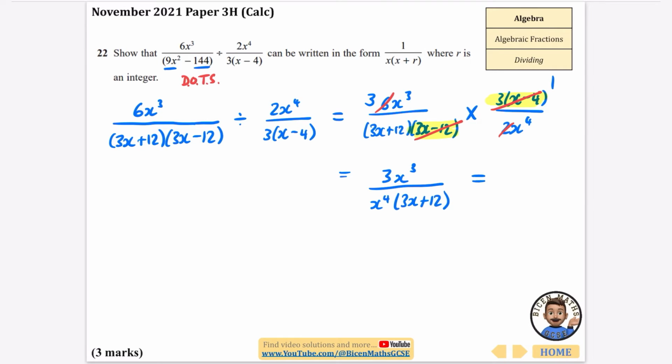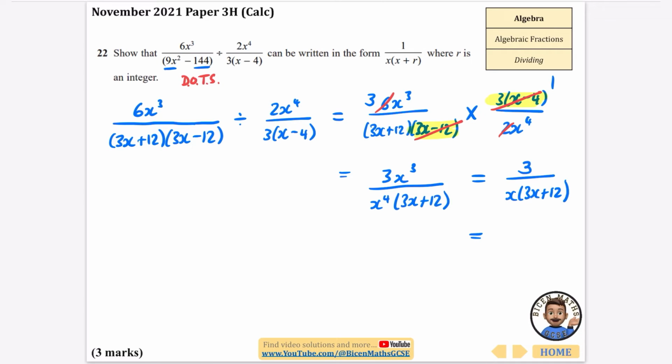Now I think you might be able to spot what I was just doing there. If I want to get rid of this x cubed, I can reduce that x to the power of 4 to just an x. So we get 3 over x brackets 3x plus 12. Now we're nearly there, apart from the fact they wanted a 1 and we've got a 3. It's to do with this part. That part isn't fully factorized.